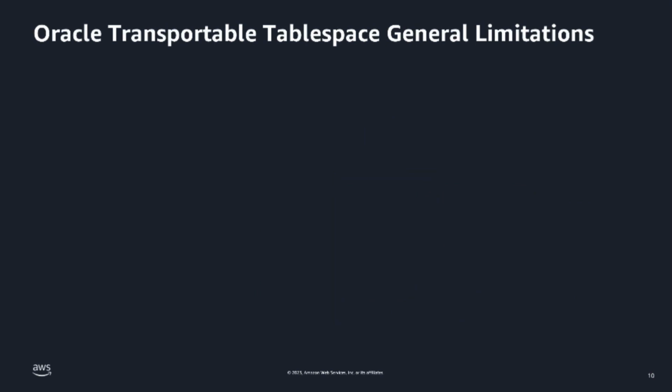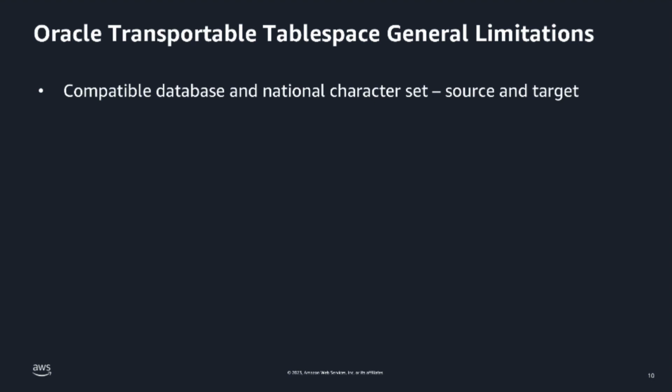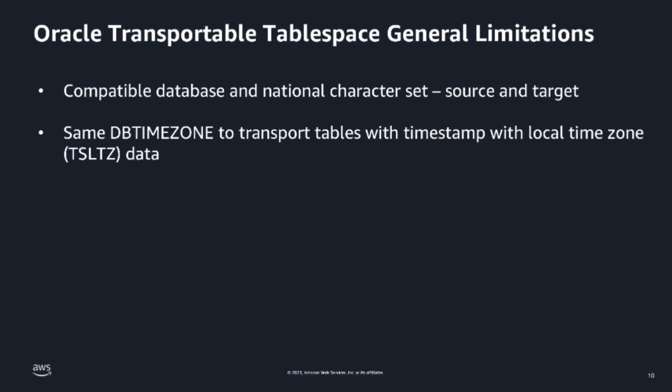Let's look at some of the limitations. This slide lists some of Oracle's limitations for transportable tablespaces in general. Compatible database character set, that is, same database character set, or source should be a strict subset of the target character set. Compatible national character set means either the same national character set for both source and target, or the tablespaces to be transported contain no columns with NCHAR, NVARCHAR2, or NCLOB data types. The DB time zone has to be the same between source and target to be able to transport tables with columns of type timestamp with local time zone.